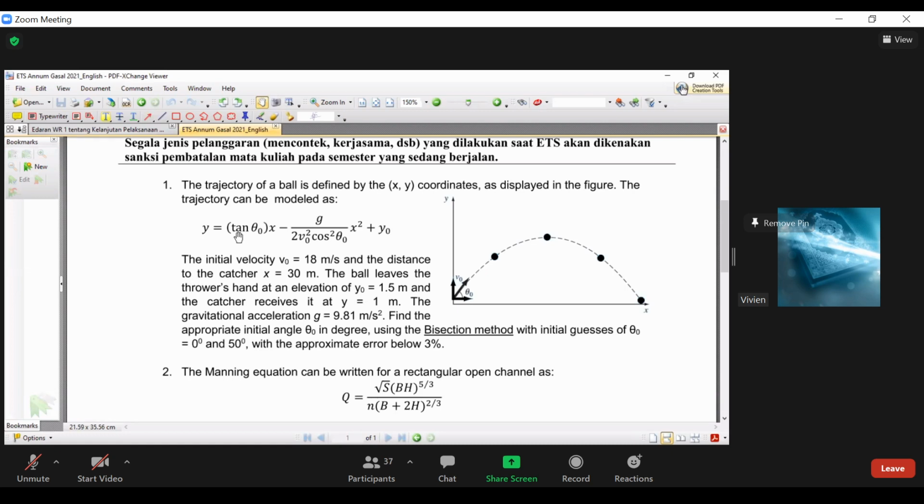We have the initial velocity, which is 18 meters per second, and the distance to the catcher, which is 30 meters. The ball is thrown with an initial velocity of 18 meters per second and leaves the thrower's hand at an elevation of 1.5 meter, so y0, the initial height, is 1.5 meter. And then the catcher receives it at 1 meter. Now the gravitational acceleration is known.